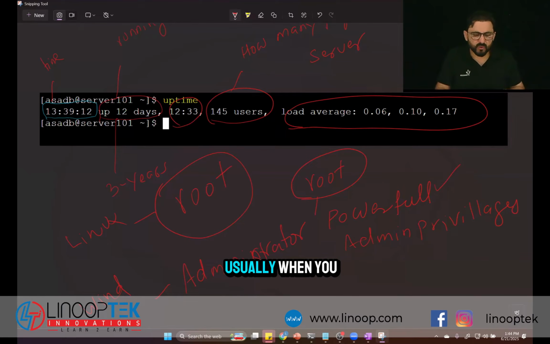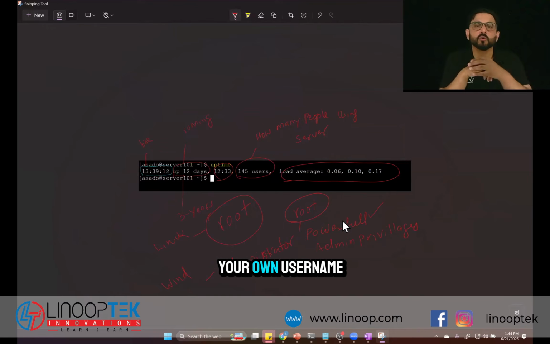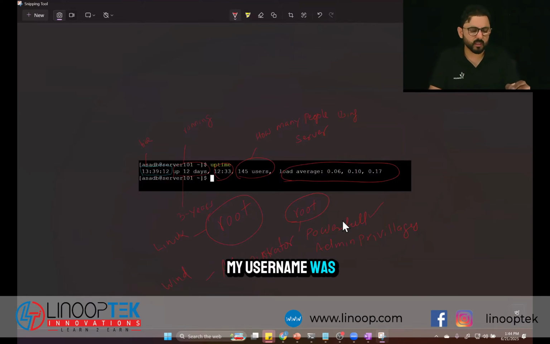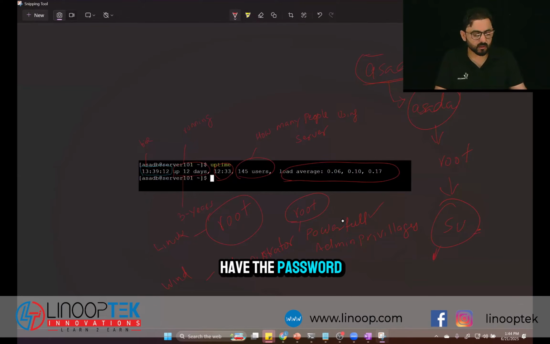Usually when you become a Linux admin or Linux engineer in an organization, they give you your own username. For example, for me, my username was ASADA. My first name, which is Asad, my last name, which is Akhtar, they added an initial over there. So this was my username. I always logged in the morning as Asad A into the system. And whenever I needed the root power, whenever I needed to become root, I would use another command called su, to become super user. Now, you need to have the password of root in order to become super user.